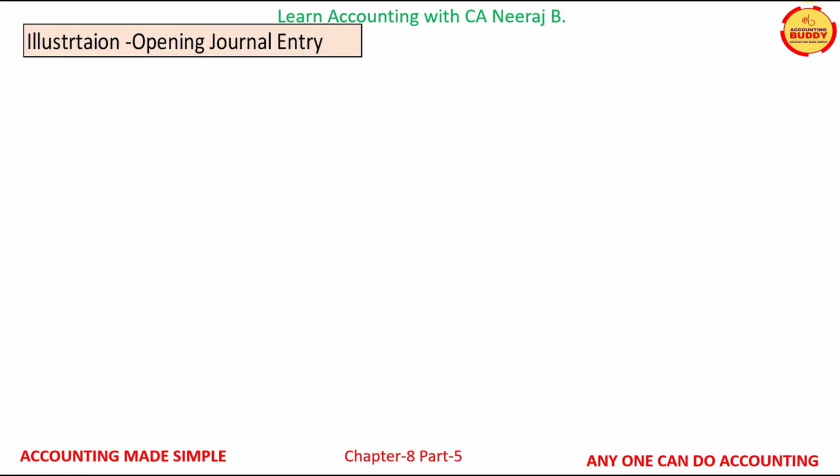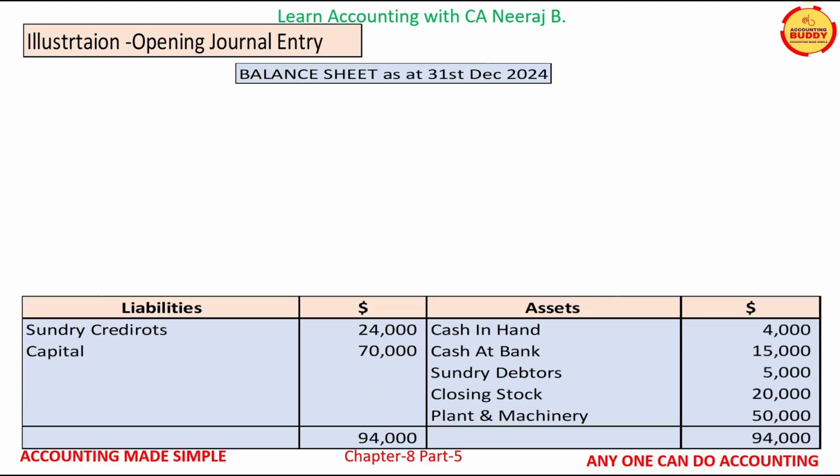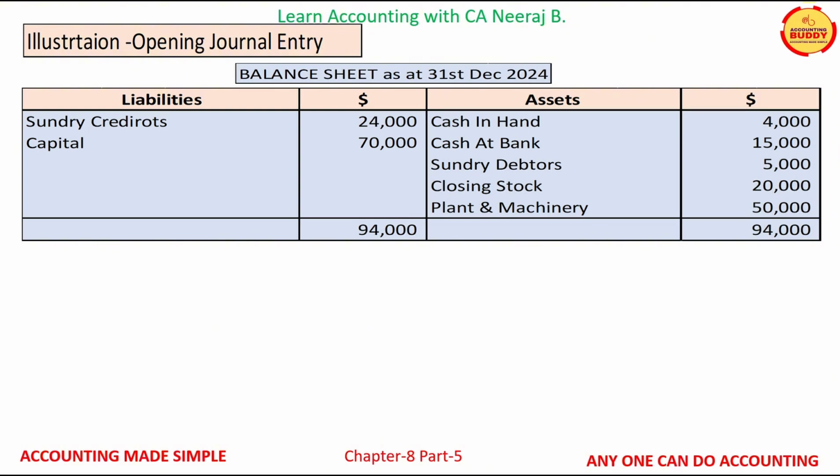A specimen of a balance sheet of a business as on 31st December 2024 is displayed on your screens. Left hand side of the balance sheet is liability side. On liability side, we have sundry creditors of $24,000 and capital of $70,000, making a total of $94,000. Right hand side of the balance sheet is asset side.